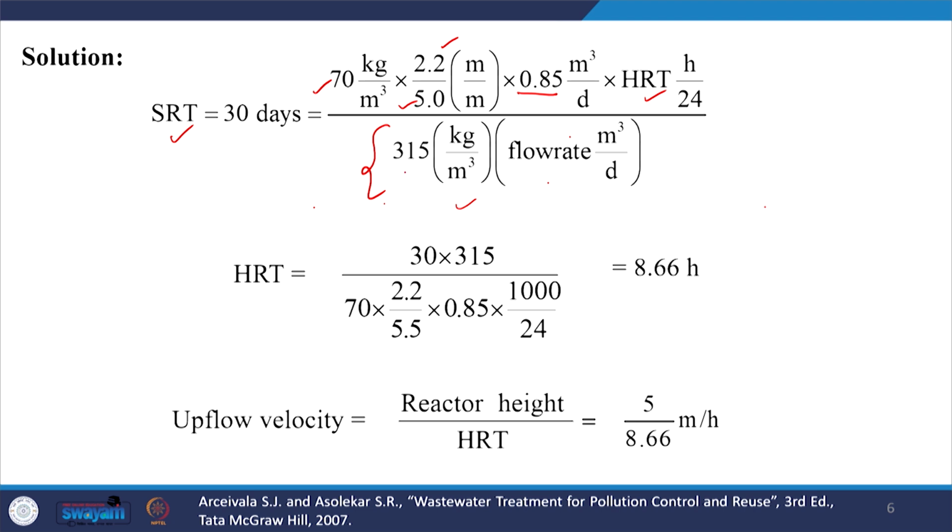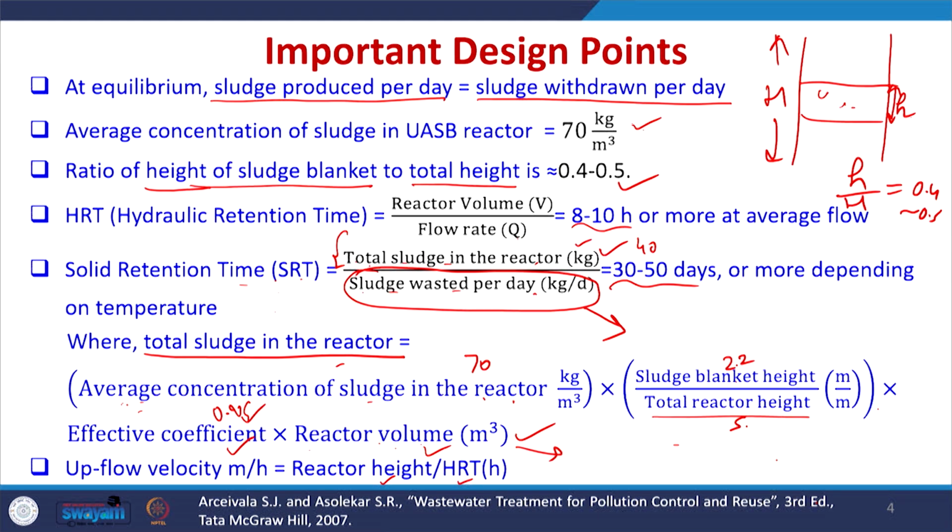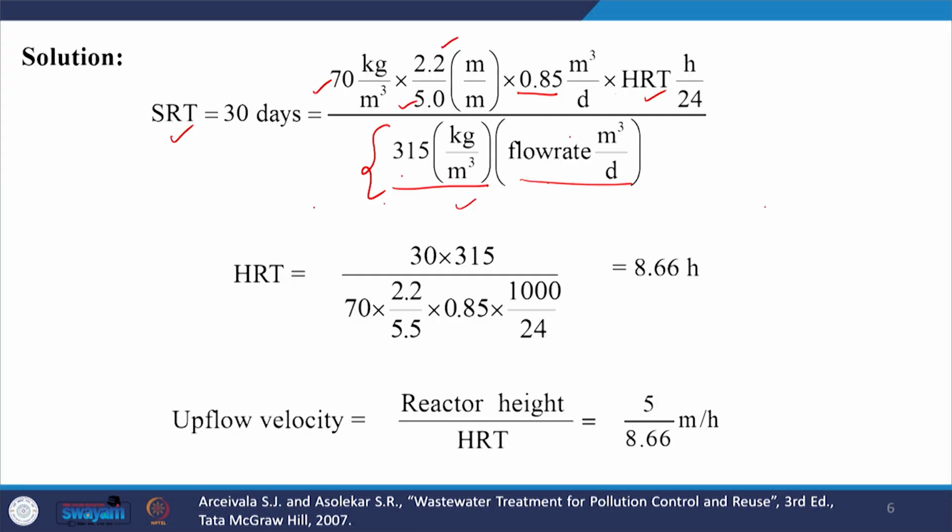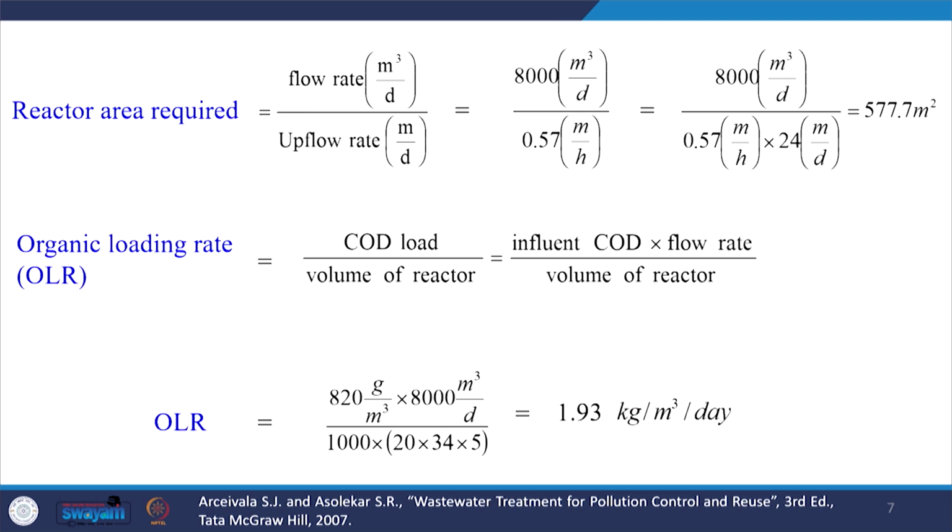So, if we know the sludge wasted per day, from the flow rate etc., we can calculate it; in place of reactor volume we have replaced HRT into flow rate. If we perform this calculation, we can roughly calculate the HRT to be 8.66 hour. Now, the upflow velocity will be reactor height divided by HRT, which is 5 divided by 8.66 meter per hour. So, we can calculate that.